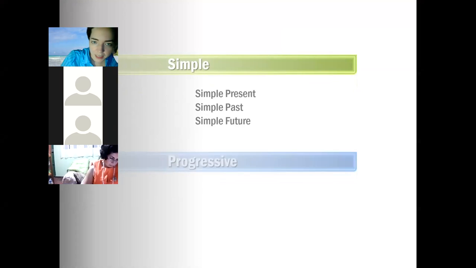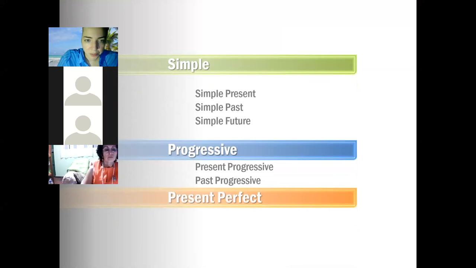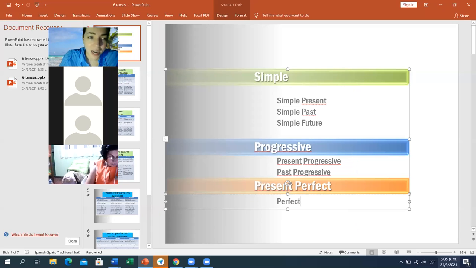Okay, once again, please. The simples, we have simple present, simple past, and simple future. And then we have the progressive or continuous, that is present progressive or past progressive, and then we have the present perfect. Okay, let's start and explain each one, uno por uno. Now, when do we use or how do we use the simple present? Okay, we use the simple present for habits, for customs, or for something they usually do.